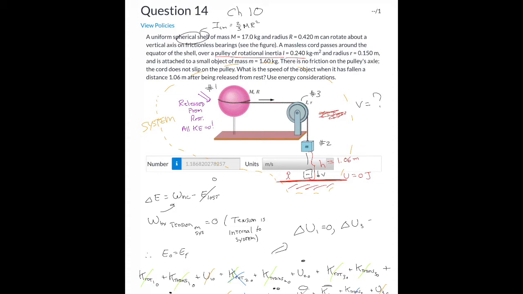You let the system go, and both of these things are going to rotate, and the block is going to head toward the floor, and they want to know how fast it is going. v equals what after it's gone 1.06 meters? That's an energy problem, because with respect to the floor, the initial energy in the system is the potential energy of the block. You let that go, and all the potential energy of the block gets converted into translational kinetic energy for the block and rotational kinetic energy for the sphere and the pulley. So it's an energy problem.